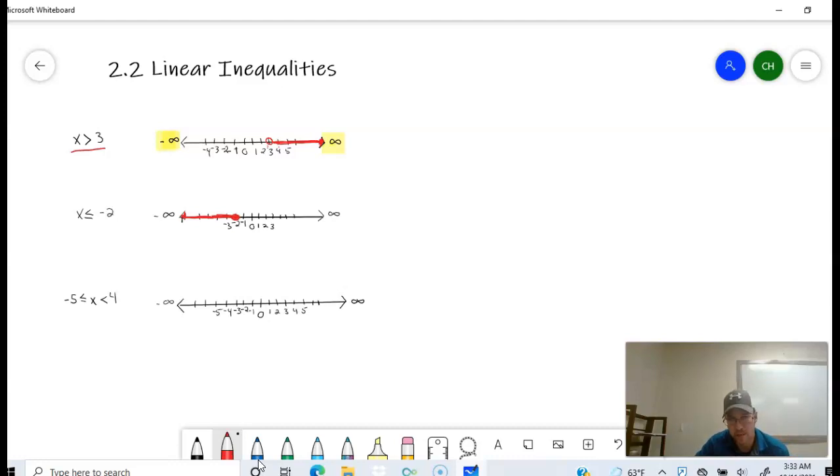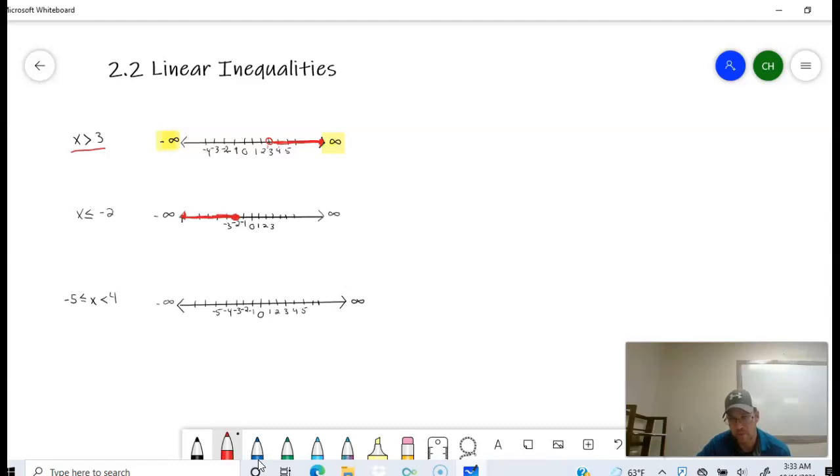The last one I have on here is negative 5 is less than or equal to x, and x is less than 4. So the first two that I did, these are intervals. The one I've marked is the intervals that x can be included in. They can be bounded or unbounded. The first two examples are unbounded because they go continuously in one direction or the other, or even both. The one that we're about to do is going to be considered a bounded one because x is wedged in between two numbers. So we're going to have a starting point and an ending point.